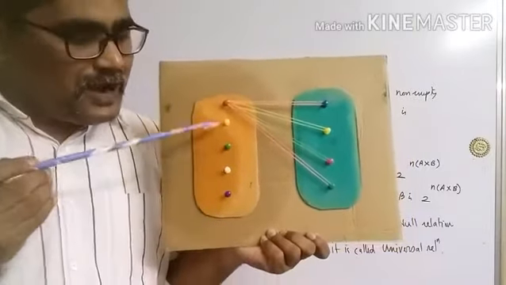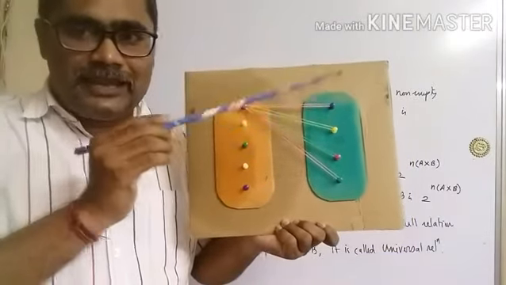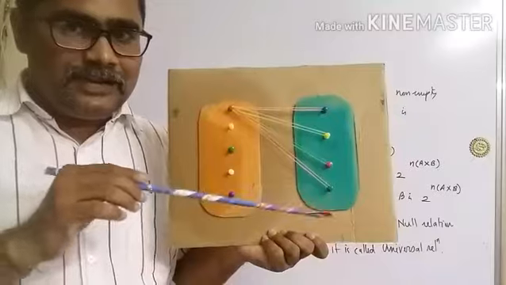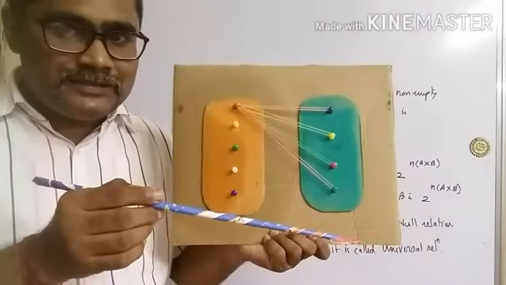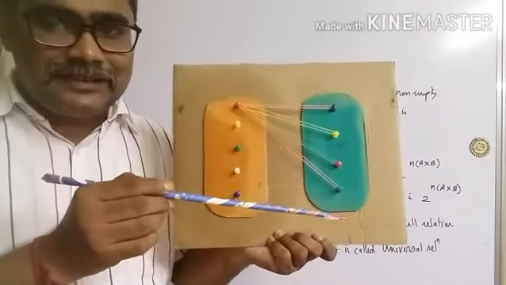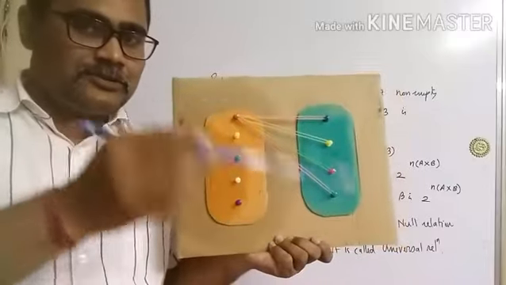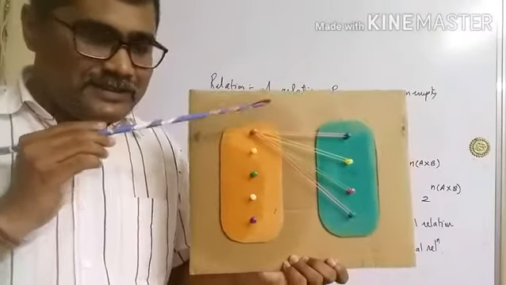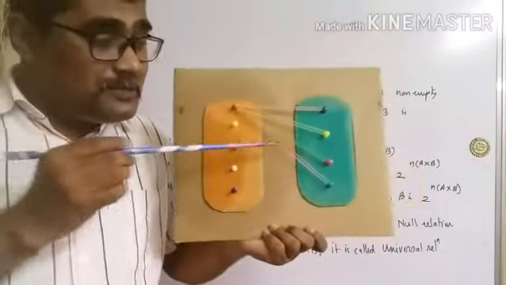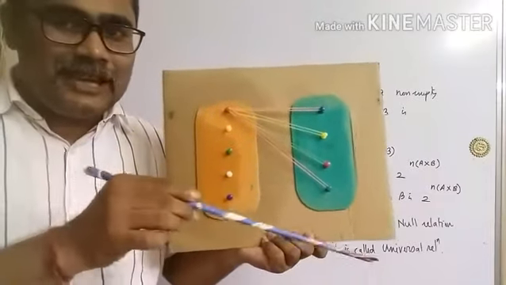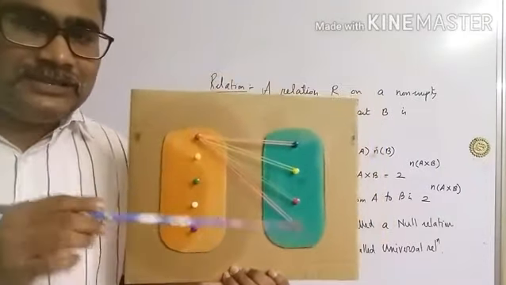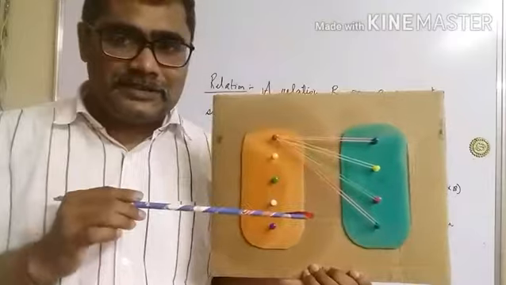So now if I draw all rubber bands for A cross B, and then drop some of the rubber bands like this, it is a subset of A cross B, which is also a relation. And if I do not keep any rubber band, that is the empty relation, right? So you got this demonstration here.